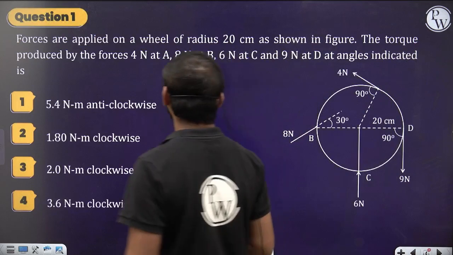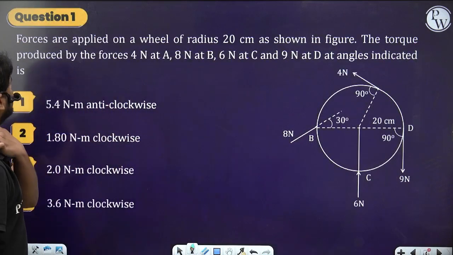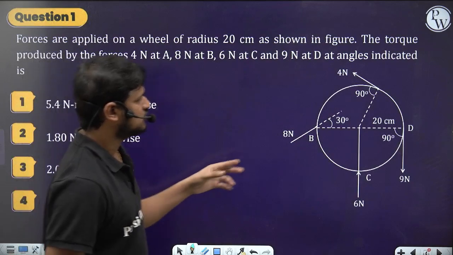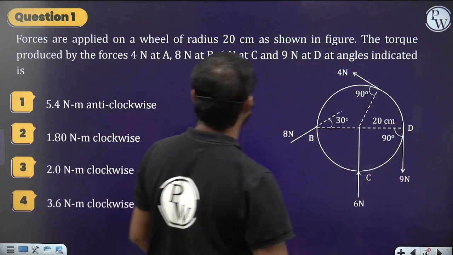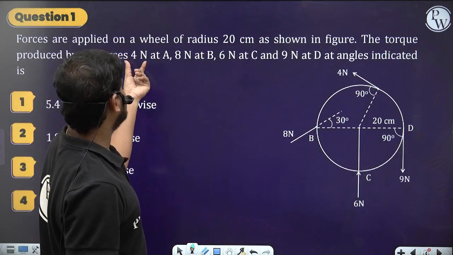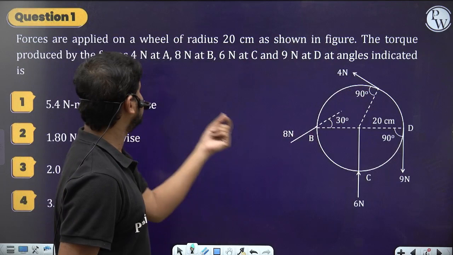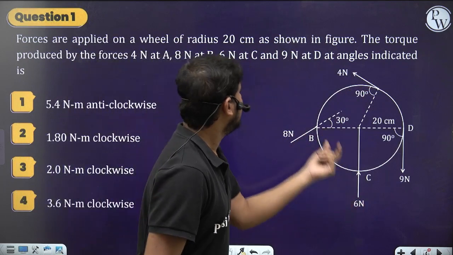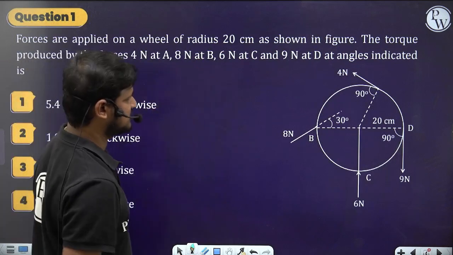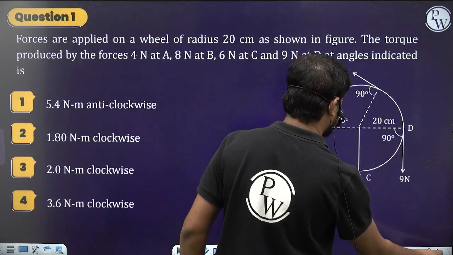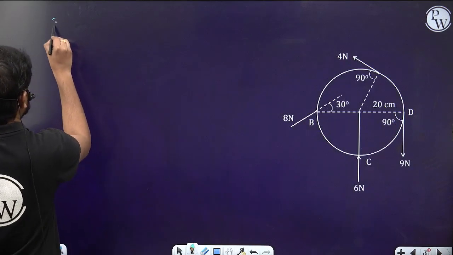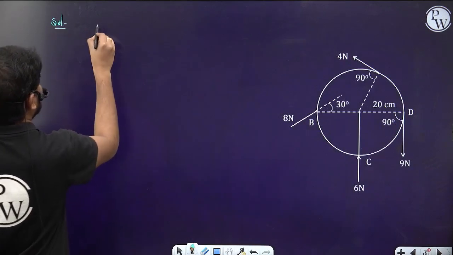Let's take question number 1. See here, forces are applied on a wheel of radius 20 centimeters, as shown in the figure. The torque is produced by the forces 4 newtons here, 8 newtons here, 6 newtons here, and 9 newtons here. We have to find the torque due to all these 4 forces. Let me take the next slide. Here the net torque, first thing in the solution, we need the torque.